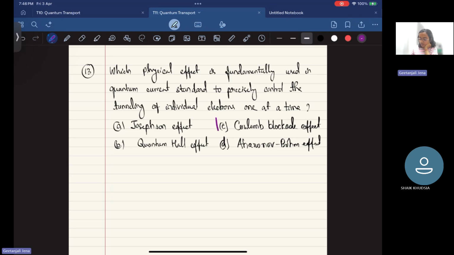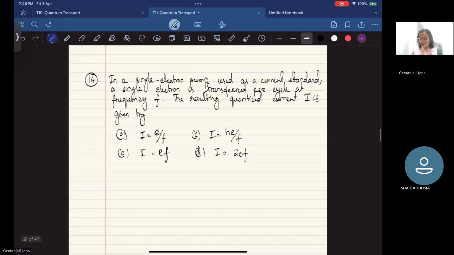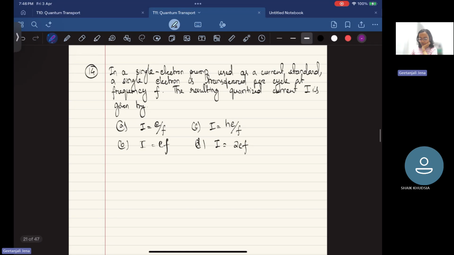So correct option is option C. The Josephson effect, particularly the inverse AC Josephson effect, is for voltage standard. Quantum Hall effect is for resistance standard. And Coulomb blockade effect is for the current standard, where we trace the electron one by one.